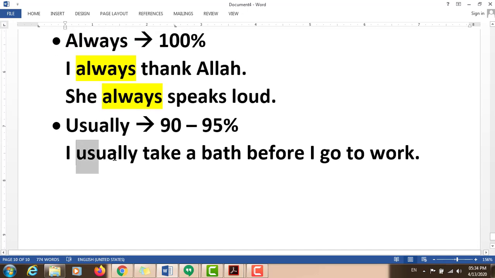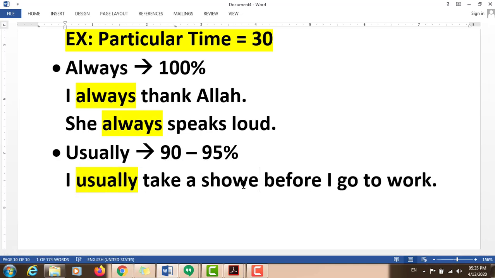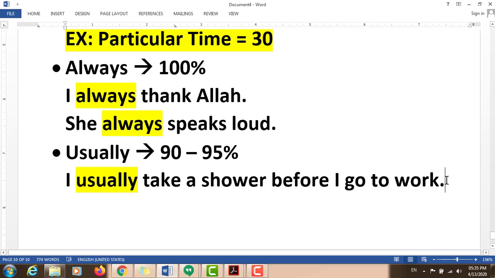So this one, usually, here it is an adverb of frequency. Okay, guys, if you divide these 30 days into 90 or 95%, that means 26 to 27 or 28 days you do this action. The other 2 or 3 days might be holidays, or you might not be feeling like taking a bath. It's not something natural, okay? It's not something scheduled. You like to take a shower, so shower. Let me change this to shower, so you can understand better, because you haven't heard about taking a bath. The shower is good.